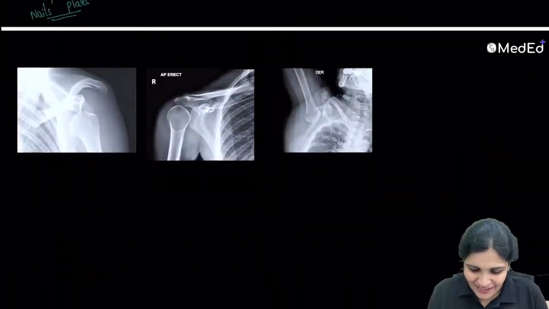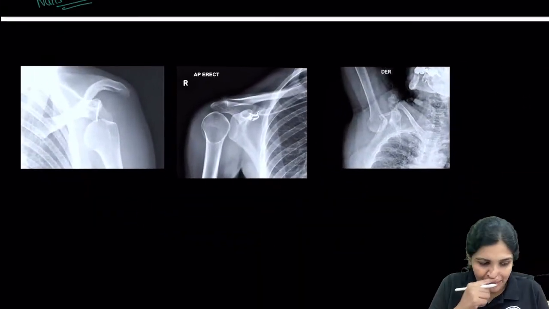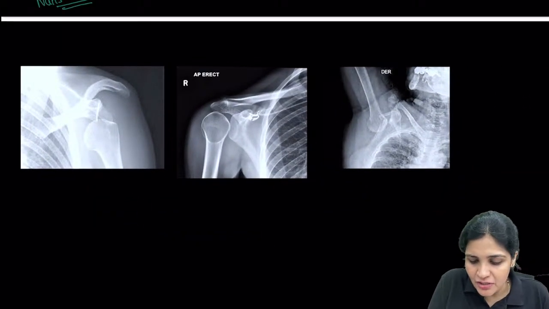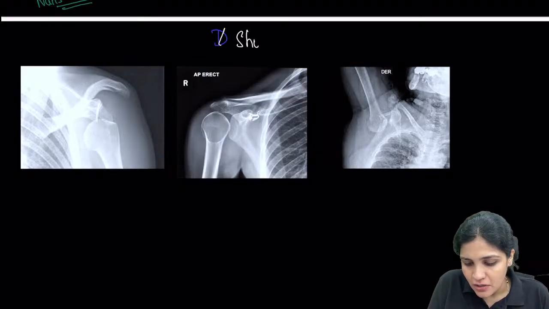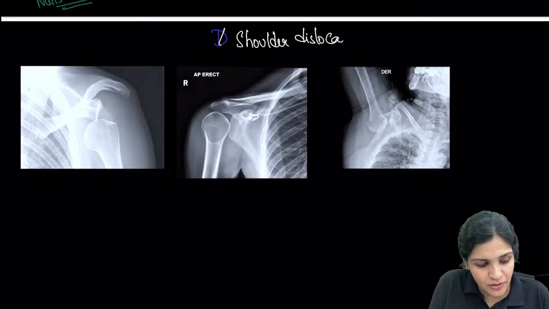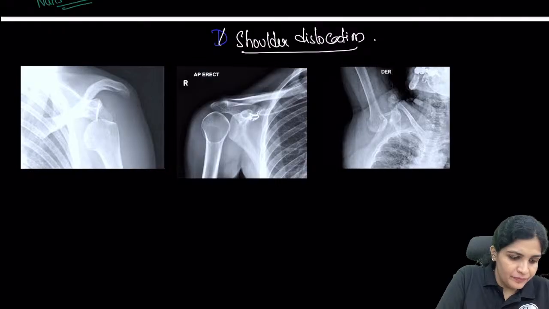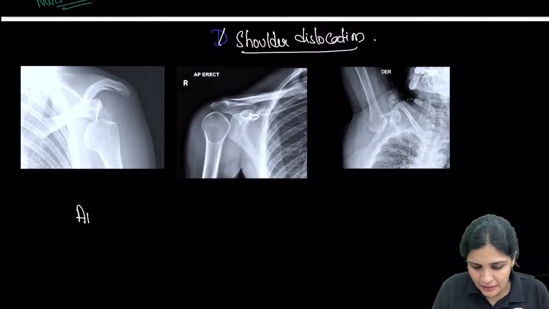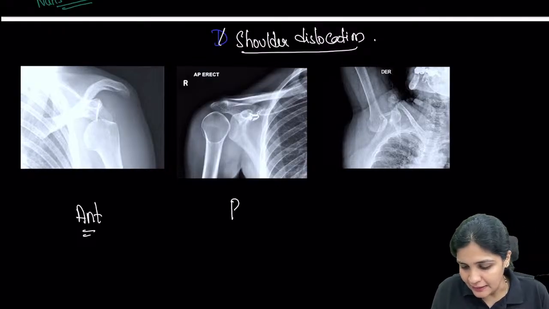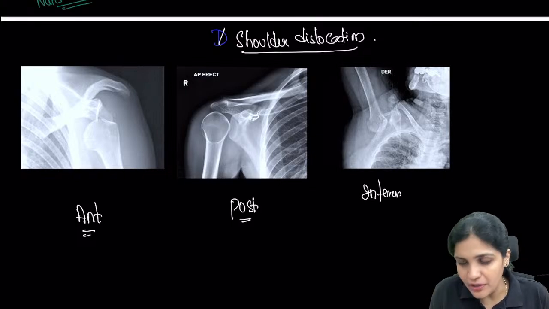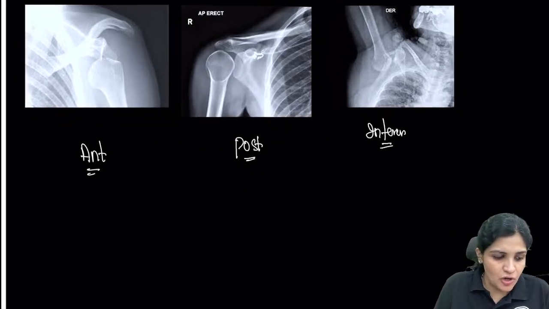Okay, now we are done with the non-union and malunion. Now we have come to the dislocations. So what is this? This is a shoulder dislocation. So what are the types of shoulder dislocation? Anterior, posterior, and inferior. So two points for each of them. Which is the most common?